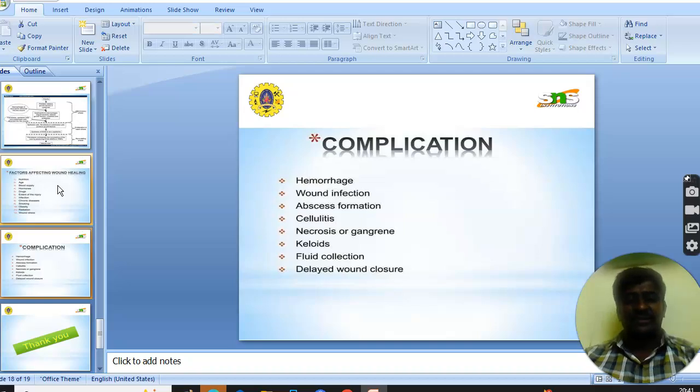Next, we will see the complications associated with wound healing. The first is wound infection, abscess formation, cellulitis, necrosis or gangrene, keloids, fluid collection, and delayed wound closure.